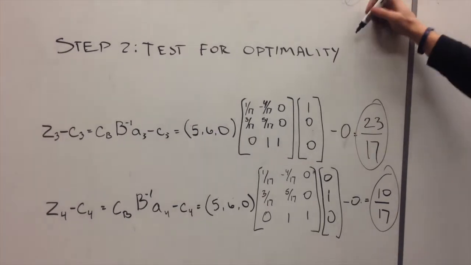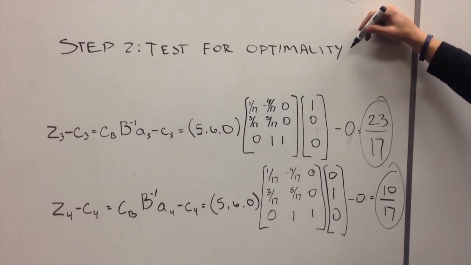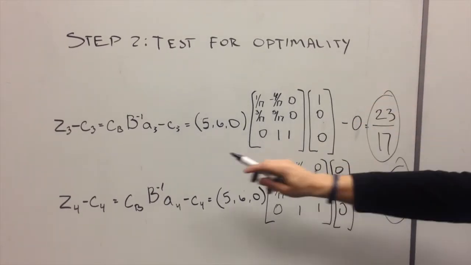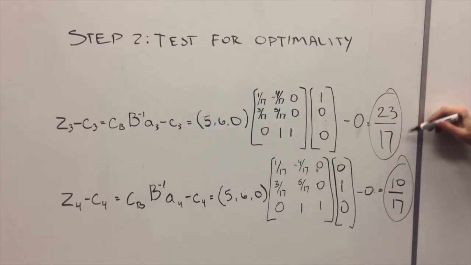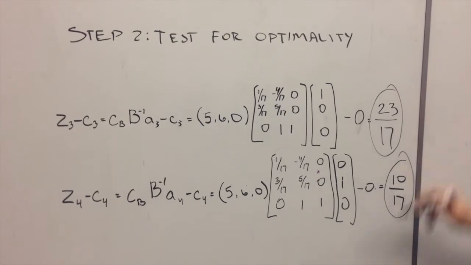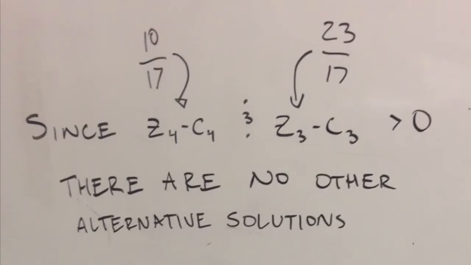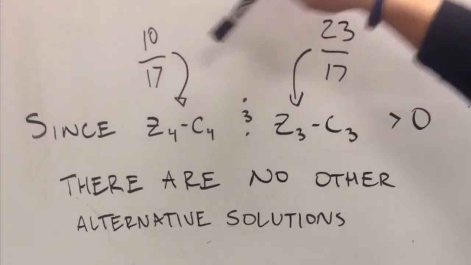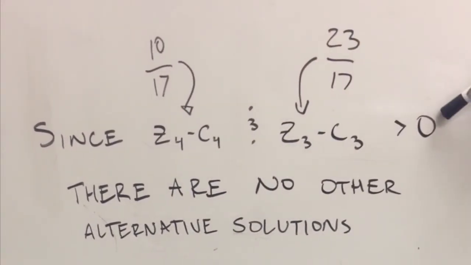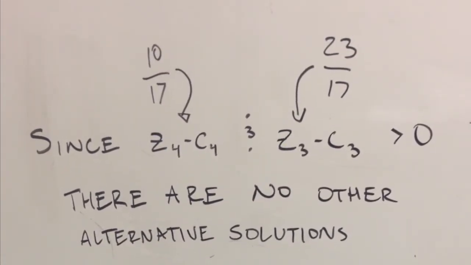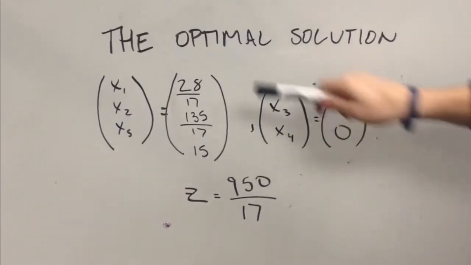In step 2, we're doing our test for optimality, and we're calculating the reduced costs for x3 and x4. Our reduced cost for x3 is going to give us 23 over 17, and our reduced cost for x4 is going to give us 10 over 17. Since our reduced costs for x4 and x3 are both greater than 0, there are no other alternative solutions. So our optimal solution is this.